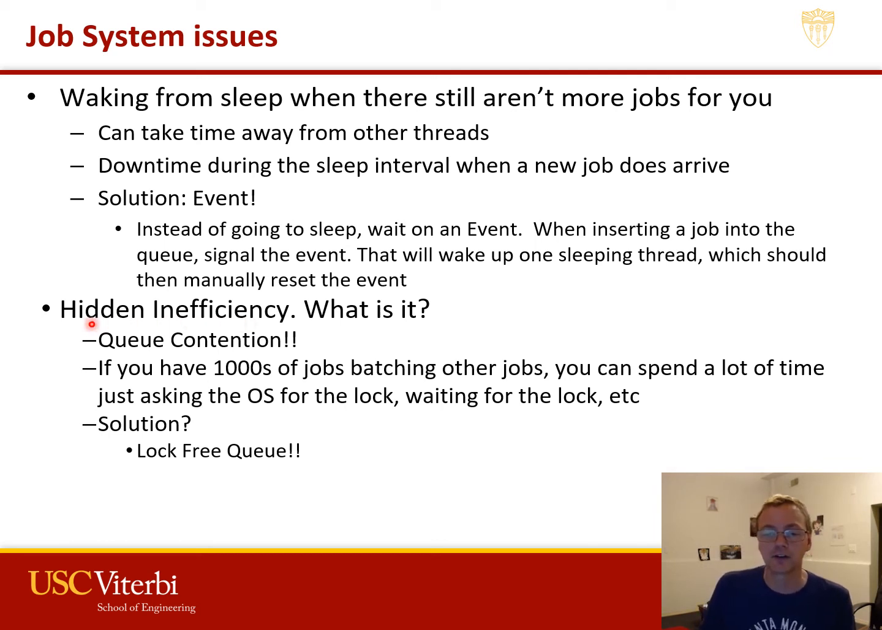Another hidden inefficiency built into the system is the job queue itself. We could have thousands of jobs in the queue. Those all have to be pushed into the queue. Many of them will come from the main thread. Some of them may actually come from other jobs, which happen on other threads. And certainly all the workers need to access this job queue over and over again. Give me the next job, give me the next job. We can't have two workers grab the same job. That would really be bad.